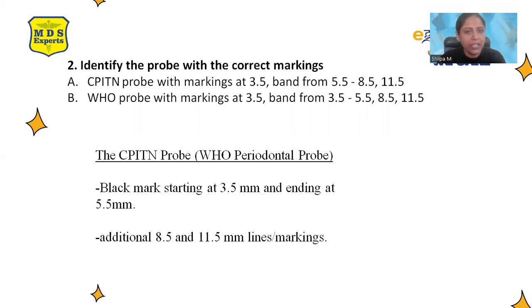The other specifications are that it is lightweight, that is 5 grams. It has got a ball tip of diameter 0.5 mm and maximum probing force can be 20 grams and so on. So that is about CPITN probe, which is from the chapter Indices.